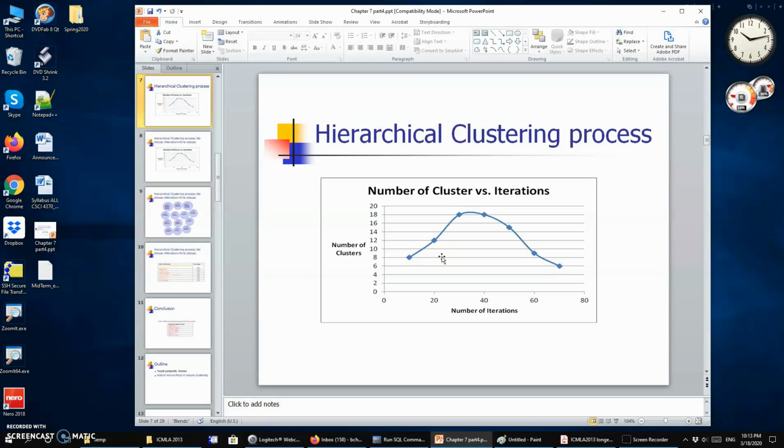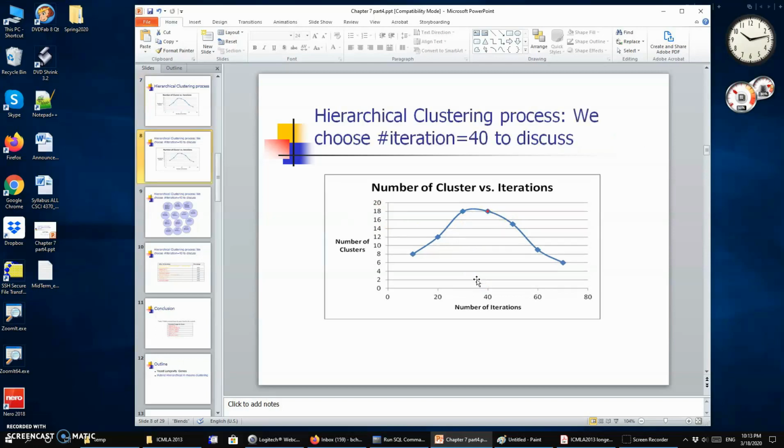You can see that based on different numbers of iterations, for 10 iterations, we have 8 clusters. For 20 iterations, we have 12 clusters. For 30, we have 18. For 40, we also have 18 clusters. So we have this figure to keep track of how many clusters are being generated. In this presentation, I'm going to show you the interesting things at the iteration number of 40. So basically, when we have 40, we end up with 18 clusters.